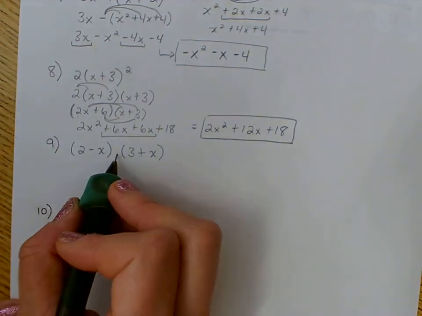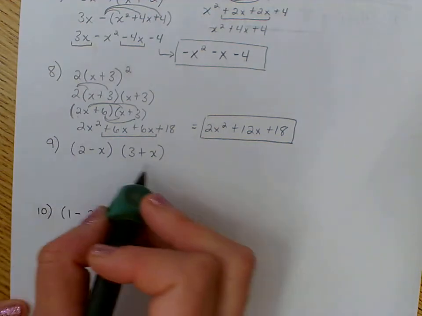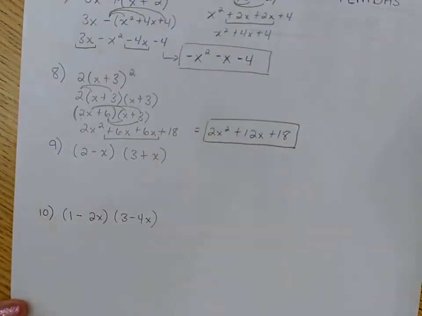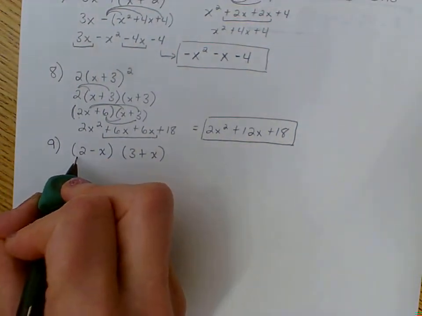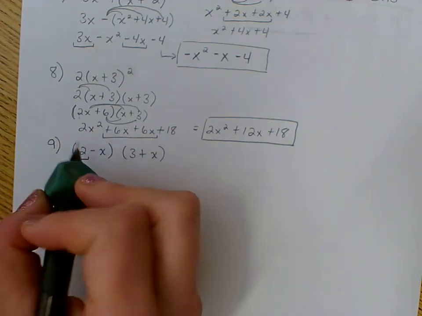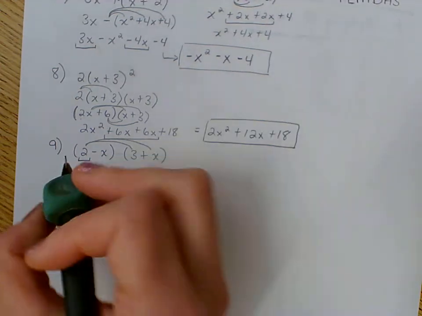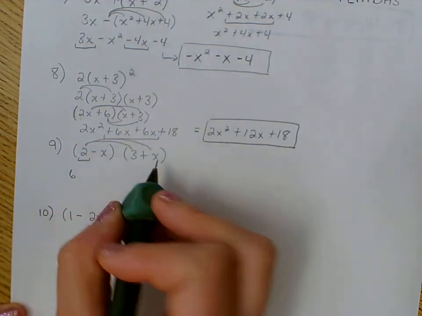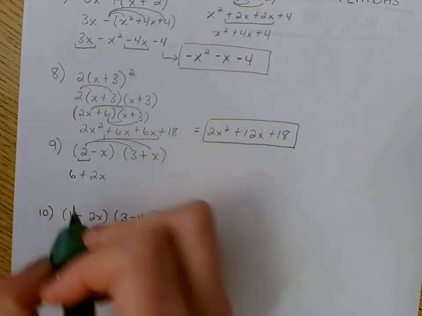And so notice, if you look between them, there's still nothing between them, so that means you're going to be distributing. You're going to be taking each of these terms times all the terms in the other one. You just got to keep it separated, okay? So we're going to start with our first term, which is 2. So it's going to be a 2 times the 3, and then 2 times the x. So 2 times 3 is 6. And then 2 times x, we get a plus 2x. And so that's what we get when we distribute our 2.